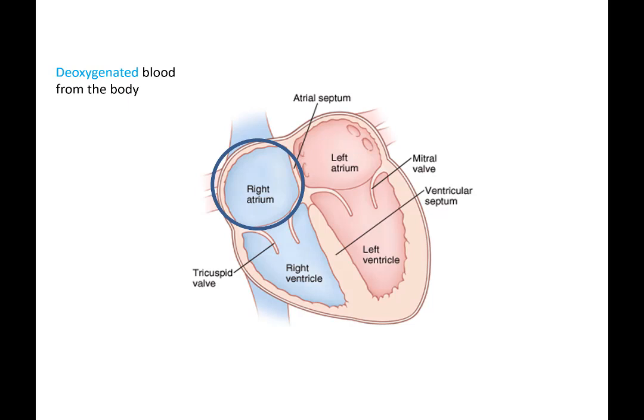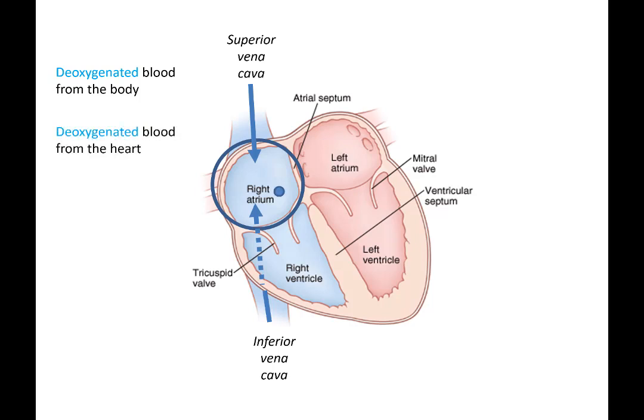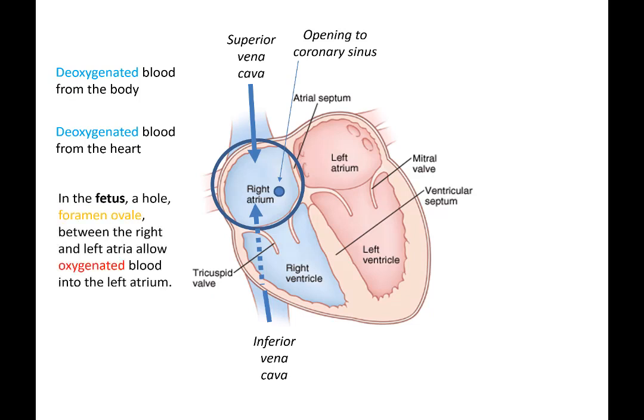Deoxygenated blood comes from the body via the superior vena cava or inferior vena cava. The deoxygenated blood also comes from the heart itself. That's where the coronary sinus opens in and brings the used up blood that had come from the coronary arteries. In the fetus, a hole known as the foramen ovale is between the right atrium and the left atrium.